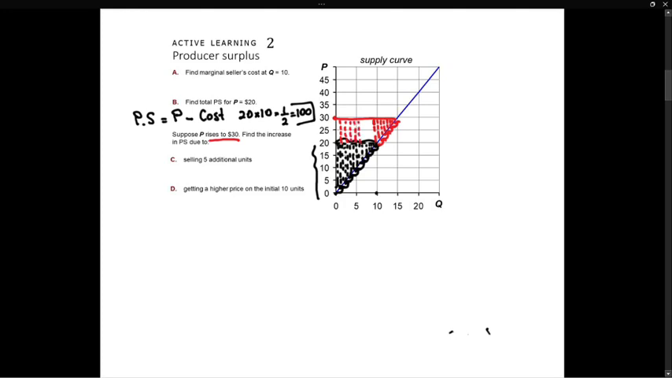So what would be the new producer surplus after this price increase from $20 to $30? I'm just going to do the total producer surplus at $30. Let's do that. Producer surplus at price $30, and that would be, we have 30 here on this side, and we have 50 on the other side. 15 times 1/2, because it's a triangle, and the total producer surplus at $30 would be $225.